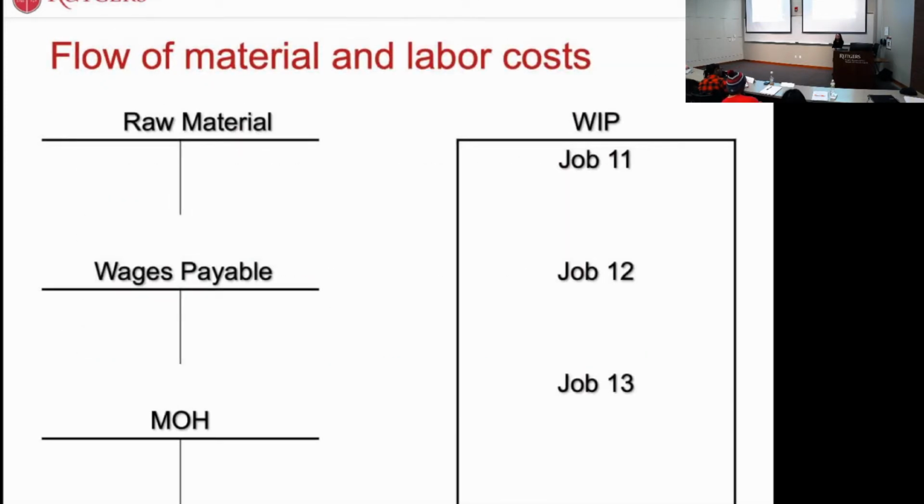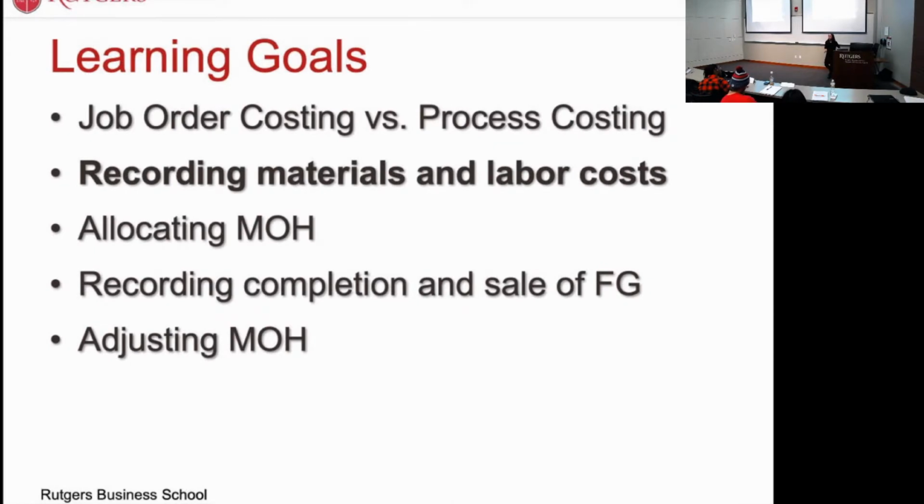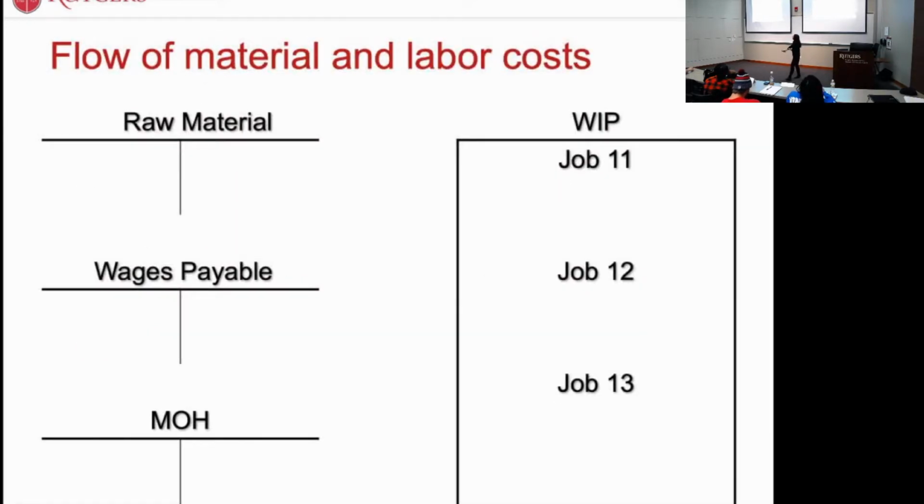So the next learning objective is that I will show you how to record the related transactions in the first two steps, in the accumulation of cost and the assignment of cost. So that's the second learning objective. So let's imagine that we have some T accounts here. Right, so let's imagine this is the T account for the raw material. Do you still remember the T account? Okay, so we have T accounts for raw material, for wages payable, for the overhead. I'll just show you on that one.